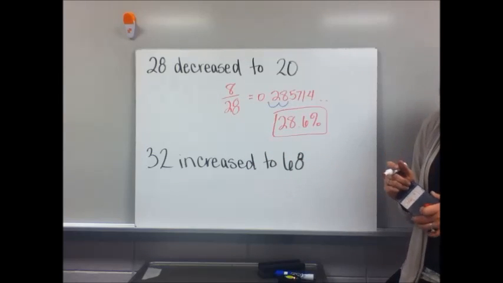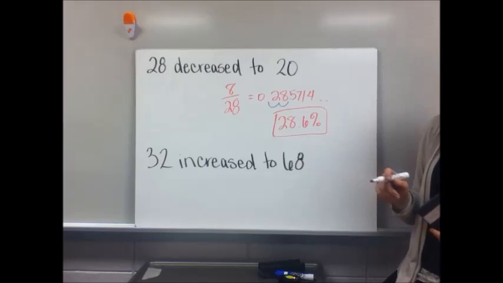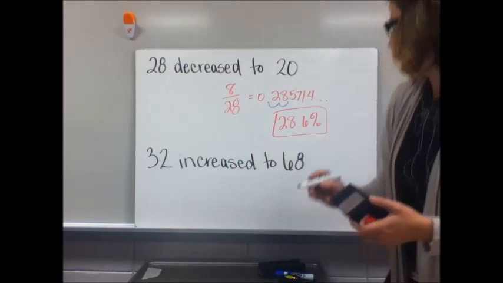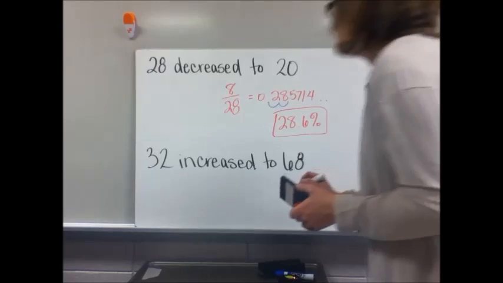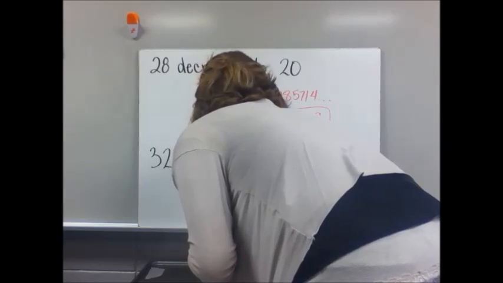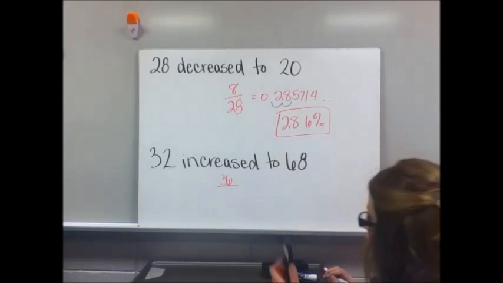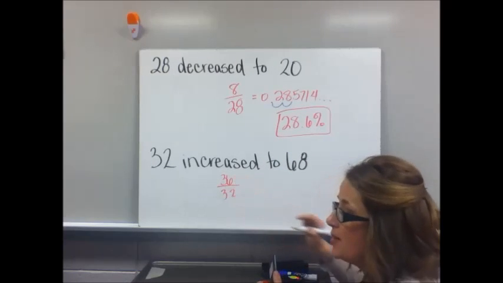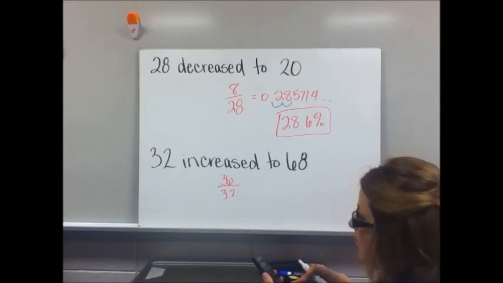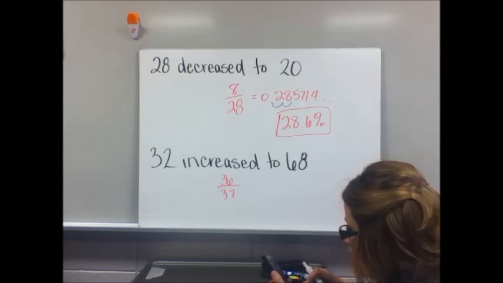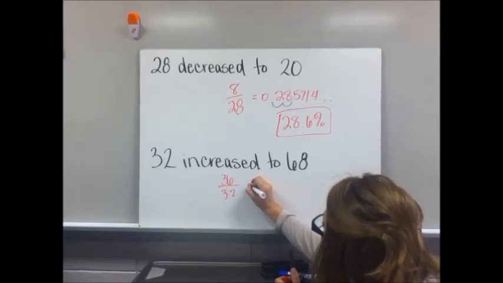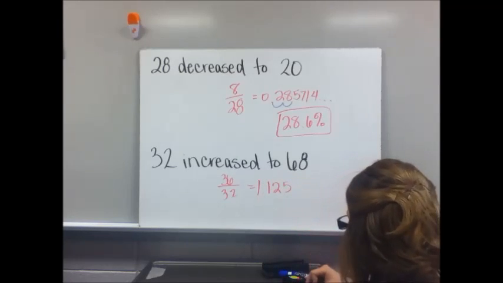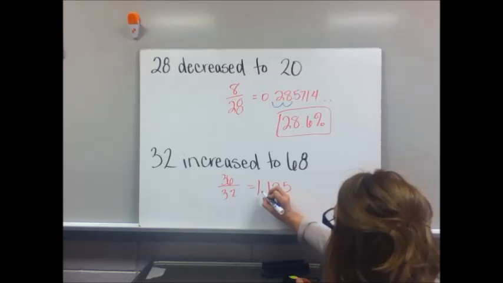Then there's 32 increased to 68. So I need the change between those two. When you subtract 68 and 32, you get 36. Over the original amount, which was 32, if you'll notice your top number is bigger, so you're going to end up with something greater than 1. 36 divided by 32 is 1.125. And then I'm going to move my decimal over 2 spots.